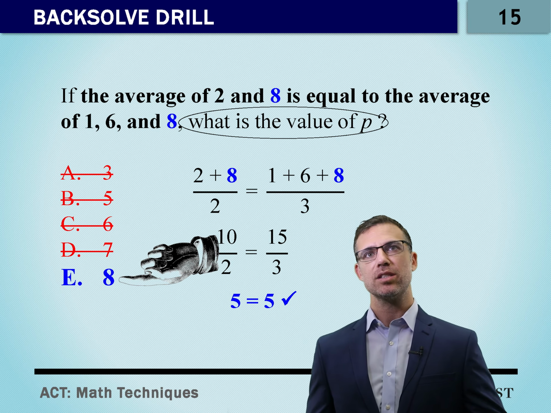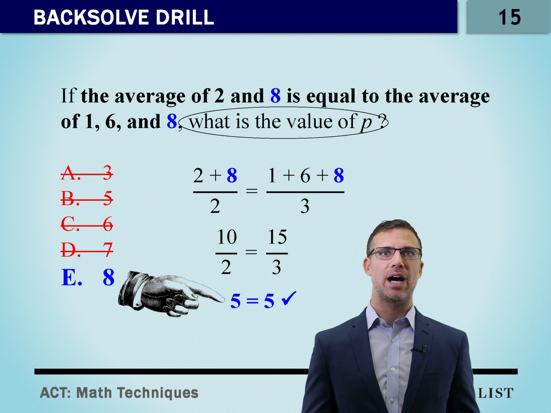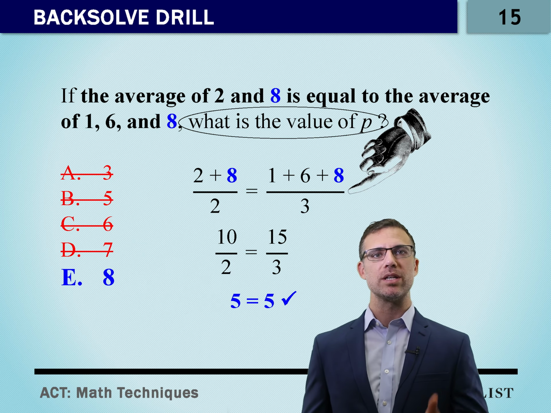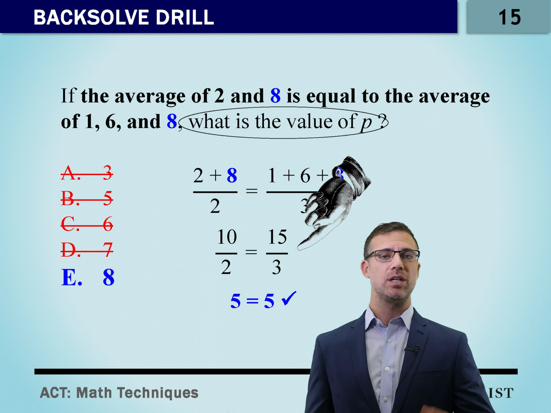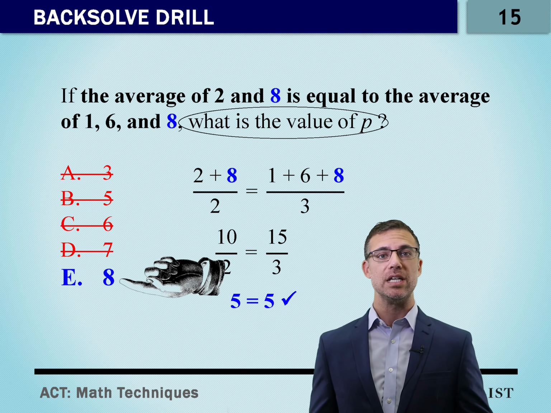If we want to check this, 2 plus 8 divided by 2, what's that? 10. 10 divided by 2 is 5. On the right-hand side, we have 1 plus 6 plus 8, that's 15. 15 over 3, what's that? That's also 5. We found our answer, E, 8.